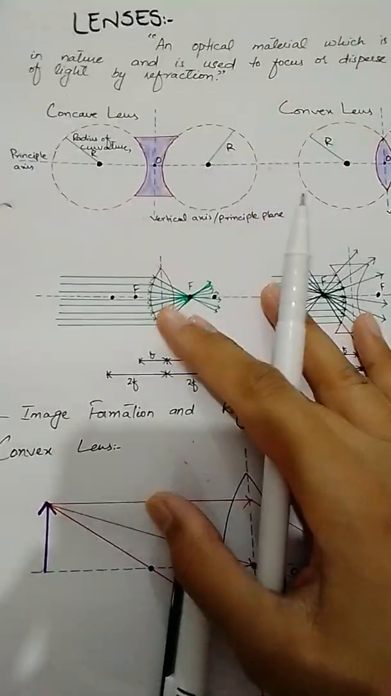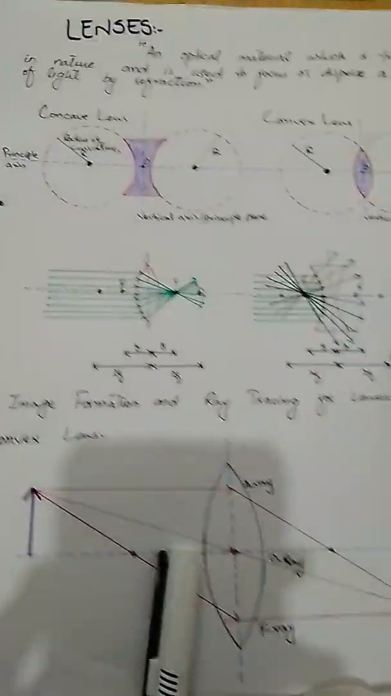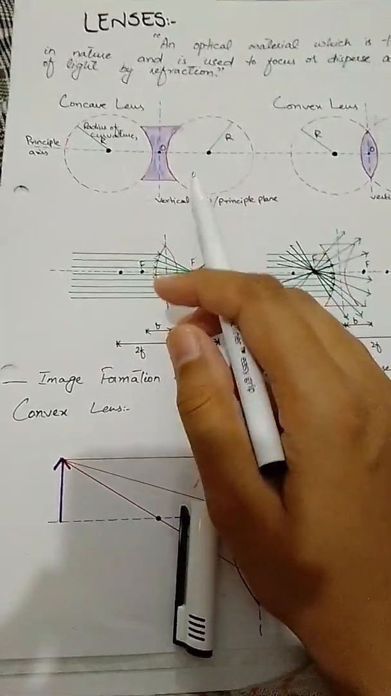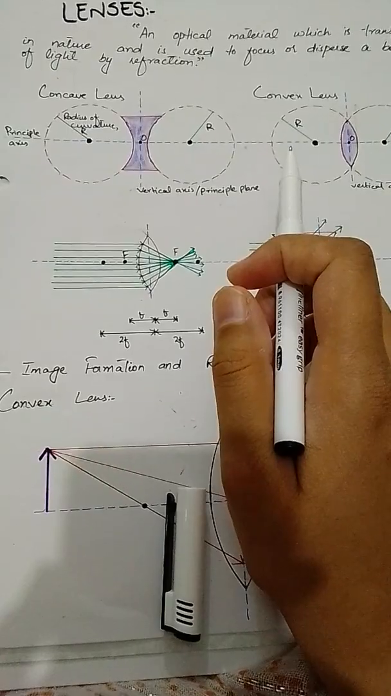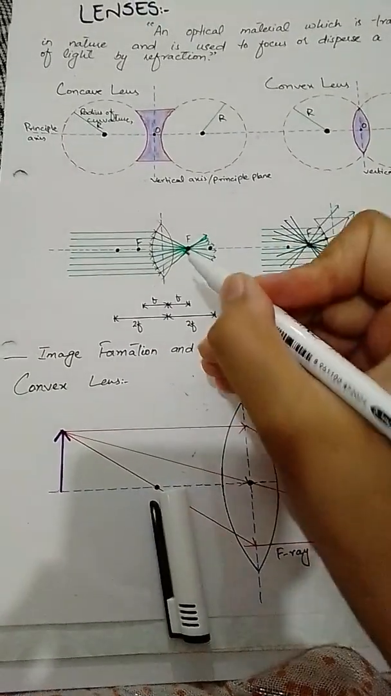Then what do we have in the case of lenses? I'll tell you when we reach our second diagram. For now, this is a concave lens and this is a convex lens. All right, coming to our second diagram.